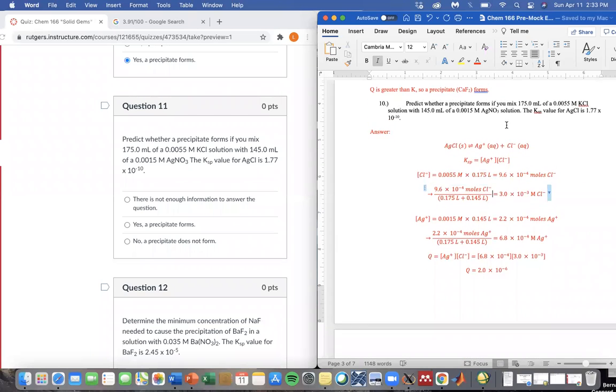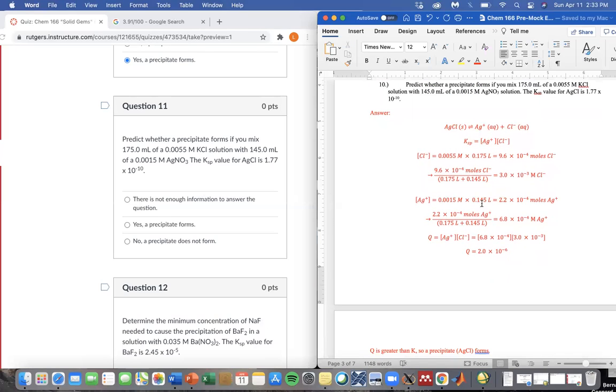Then for your total volume, you'd have 175 milliliters of KCl and 145 milliliters of AgNO3, so you would add these two together to get your new total volume. So your new concentration of Cl minus is going to be 3 times 10 to the -3. It's the exact same process for the moles of Ag plus. You multiply the molarity by the volume, converting the milliliters into liters, to get your number of moles, and then you divide by the total volume of both solutions. Your concentration of Ag plus is then 6.8 times 10 to the -4.